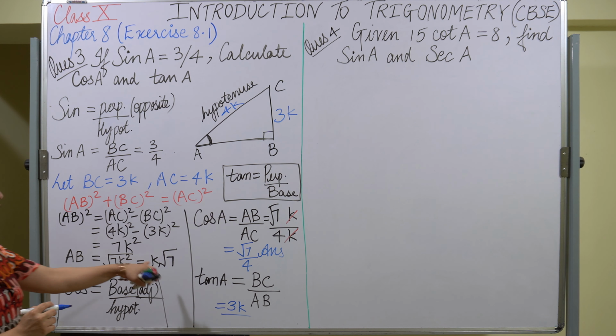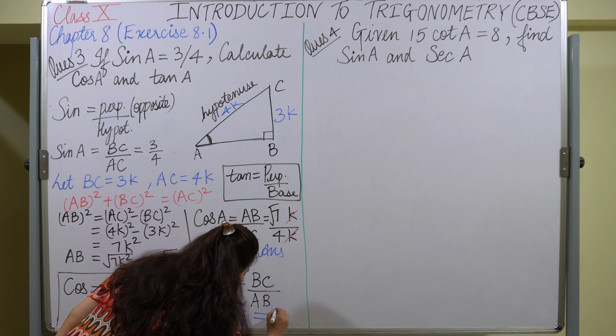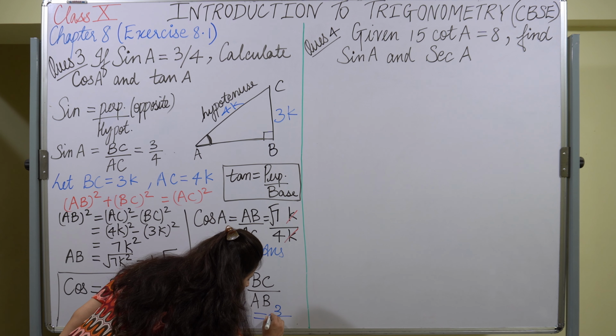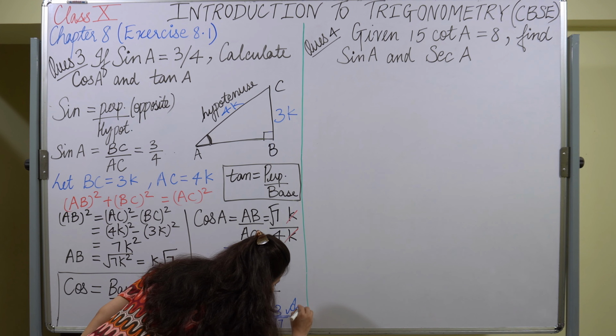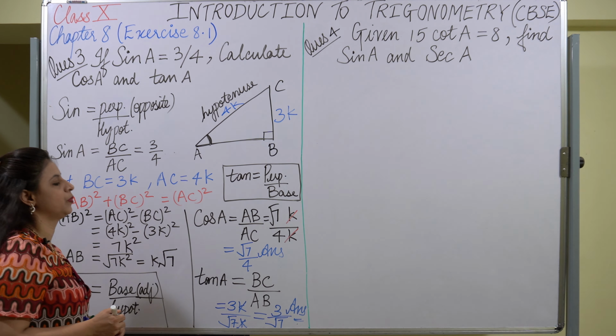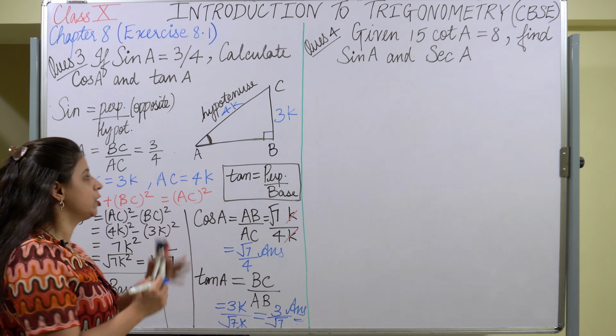It is equal to under root 7K. So KK gets cancelled and we are left with 3 upon under root 7, which is our answer. Okay, so in this manner we need to proceed with such type of questions. So let us start with question number 4.